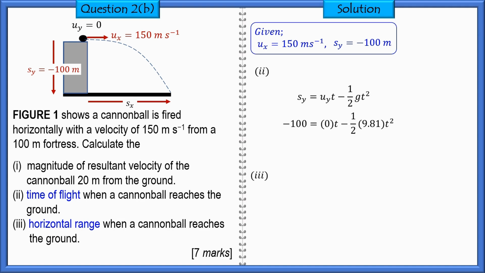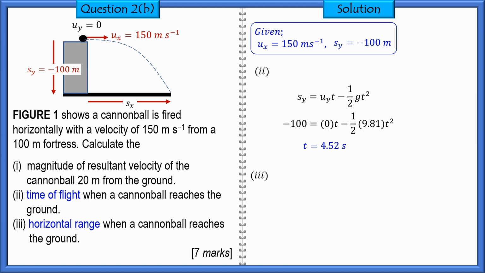To calculate the time of flight, you can use the equation Sy is equal to Uy t minus half g t squared. Our Sy is negative 100, Uy is still 0, and g is negative 9.81. When you calculate the t, you will get t is equal to 4.52 seconds.